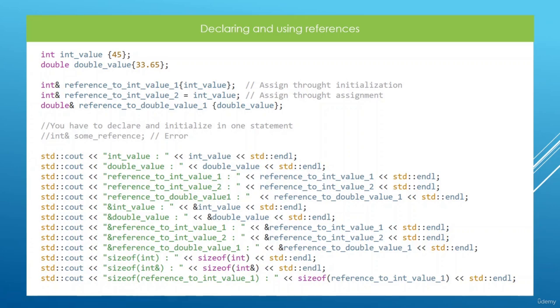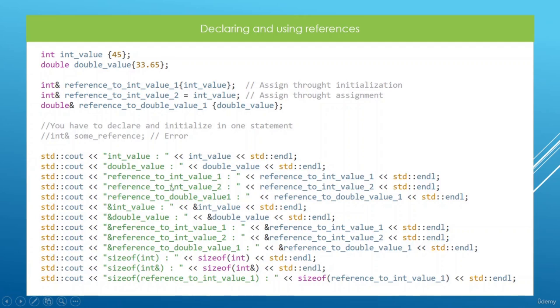Once we have these references, we can use them like we use the original variables. For example, if you come here, you see we are printing stuff out. If we print int value, we're going to get the value printed out. If we print double value, we're going to get the value printed out. We can also print through references. You're going to see that they are going to print exactly the same value as we have in the original variables.